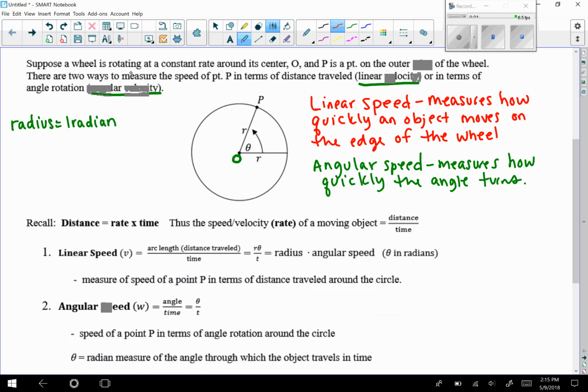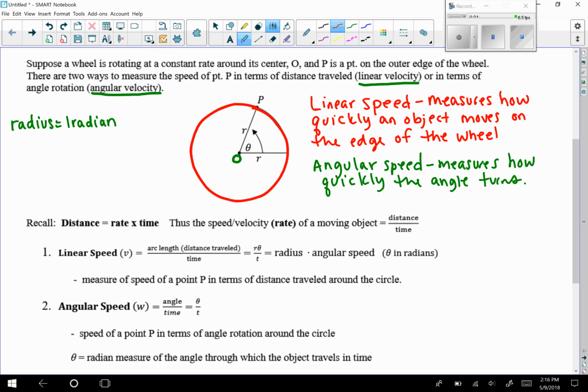So suppose a wheel is rotating at a constant rate around its center, O, and P is a point on the outer edge of the wheel. There are two ways to measure the speed of point P. In terms of the distance traveled, which is the linear velocity, we can measure the total distance that we're traveling here. And we also call linear velocity the linear speed. So again, it measures how quickly an object moves on the edge of the wheel.